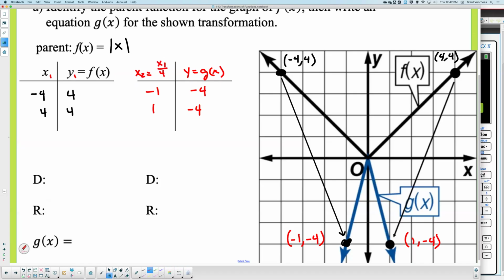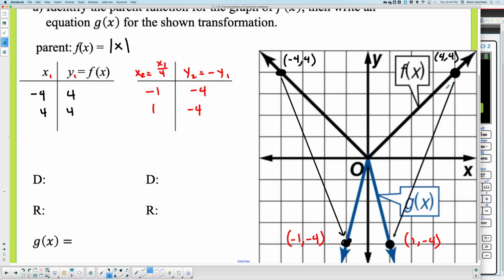All right. Now let's talk about the y's. A positive 4 became a -4. We negated. Okay, so there's how the table should look, and we figured out the pattern here. Let's talk about the domain and range.